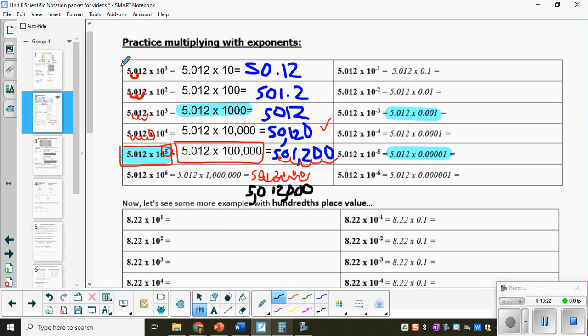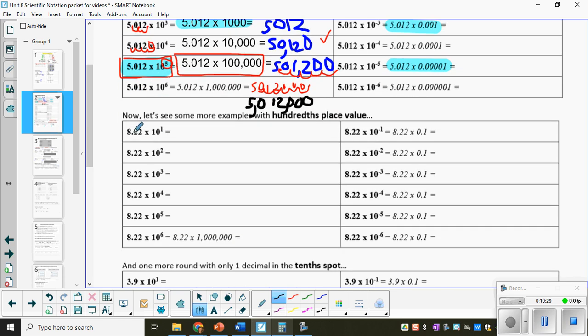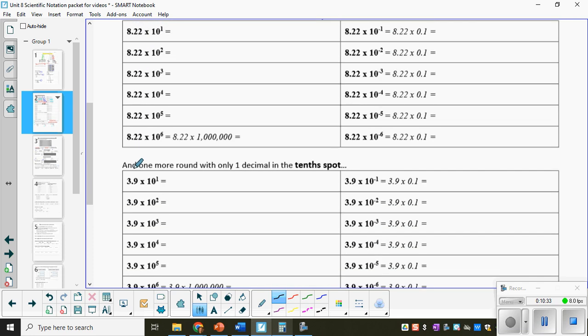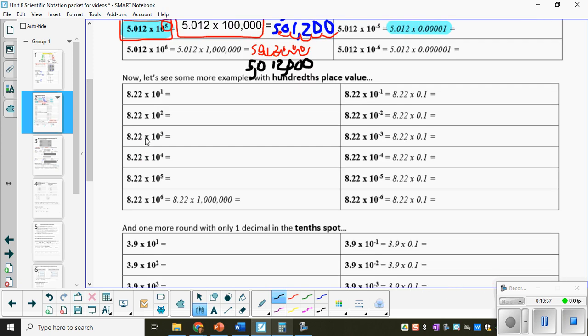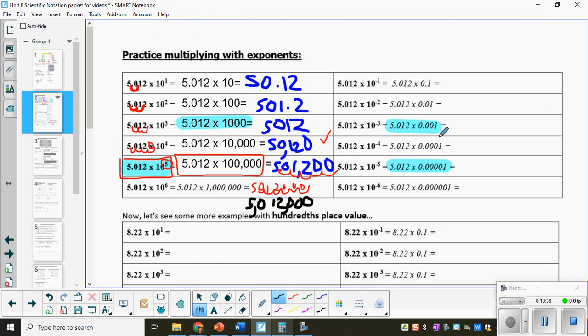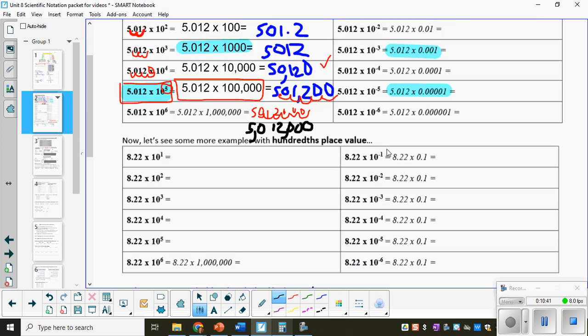Notice that up here we had a 5.012. This was a number that went all the way out to the thousandths. We're going to practice here real quick if we see just numbers to the hundredth spot, and then we'll finish up down here if we see only numbers in the 10th spot, okay? Then we'll worry about the second half over here, all these negative things, okay? So again, 8.22 times 10 to the first power, that's like seeing 8.22 just times 10 over here. So we get 82.2. So let's go ahead and jot that down, 82.2.